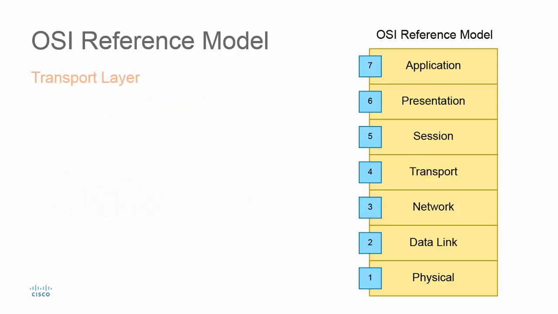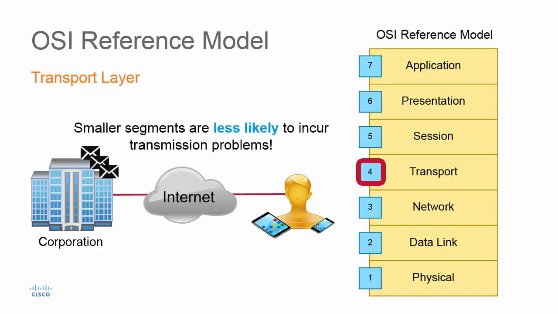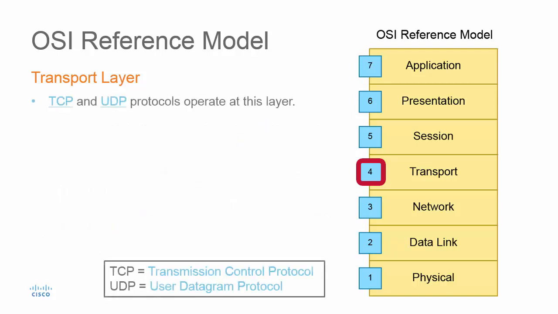On top of the network layer is the transport layer. For example, business users in large corporations often transfer large files from field locations to the corporate site. Reliable delivery of these files is important. So what the transport layer does is it breaks down large files into smaller segments that are less likely to experience transmission problems. TCP and UDP are the protocols that operate at this layer.